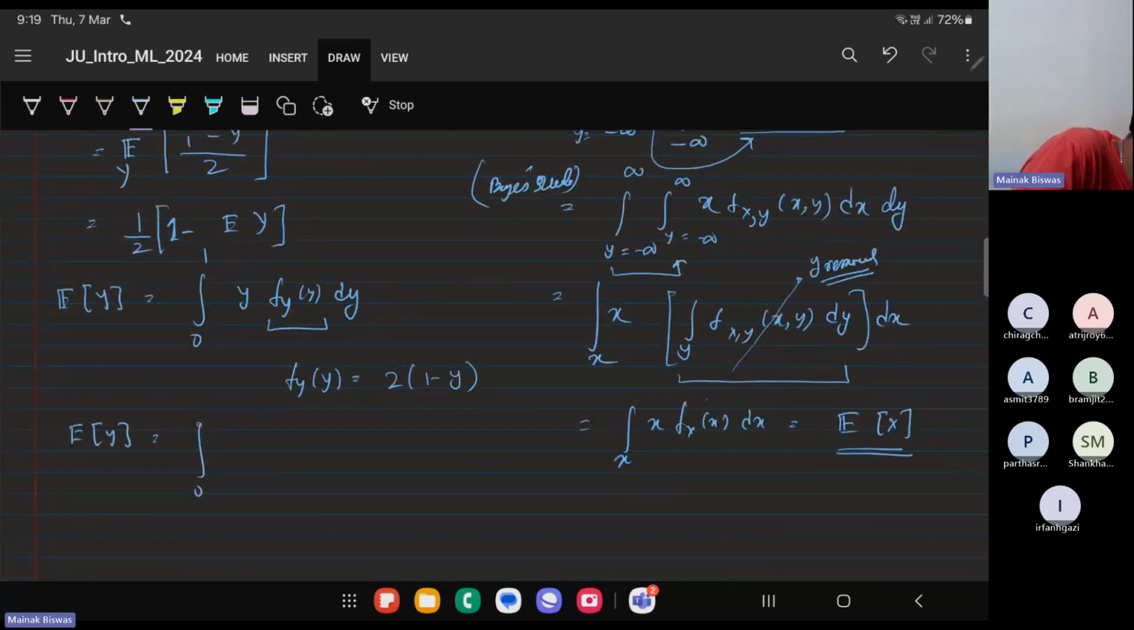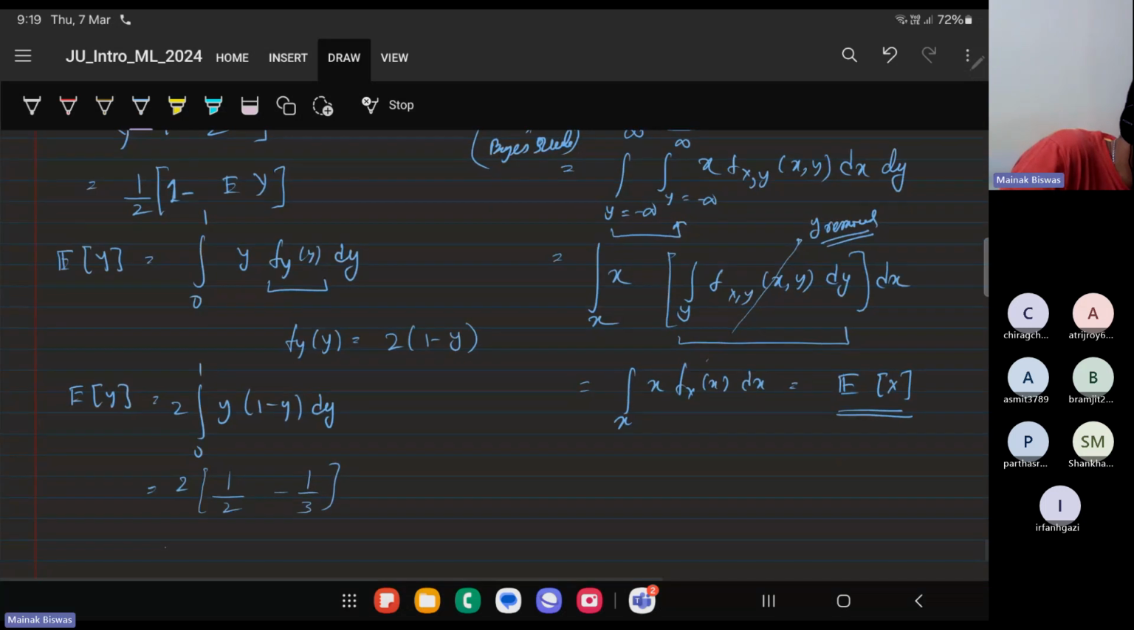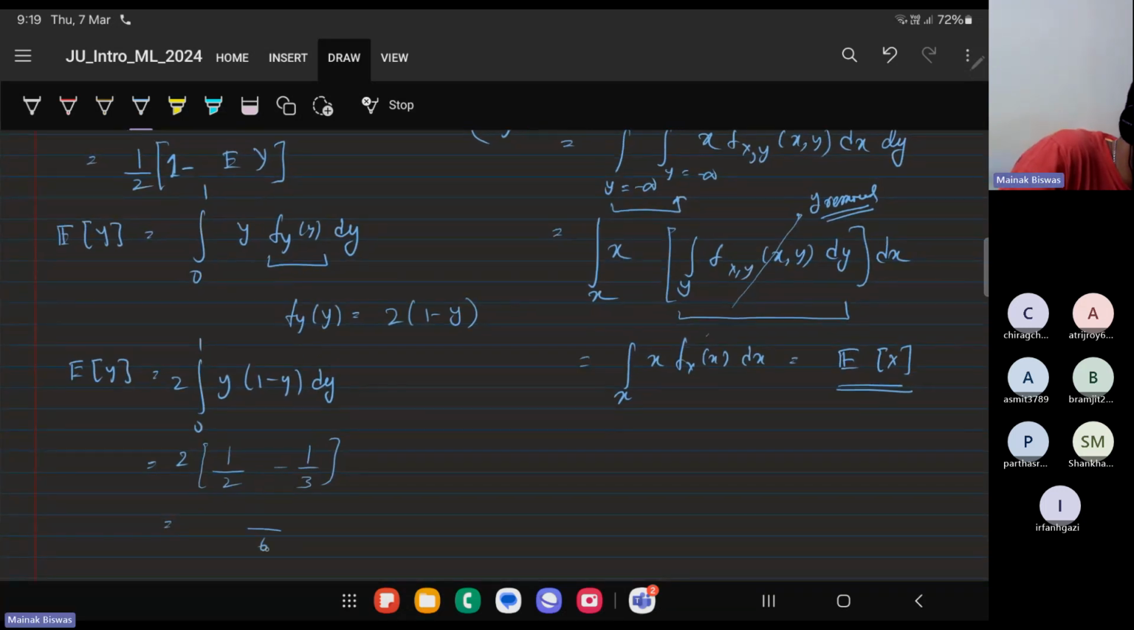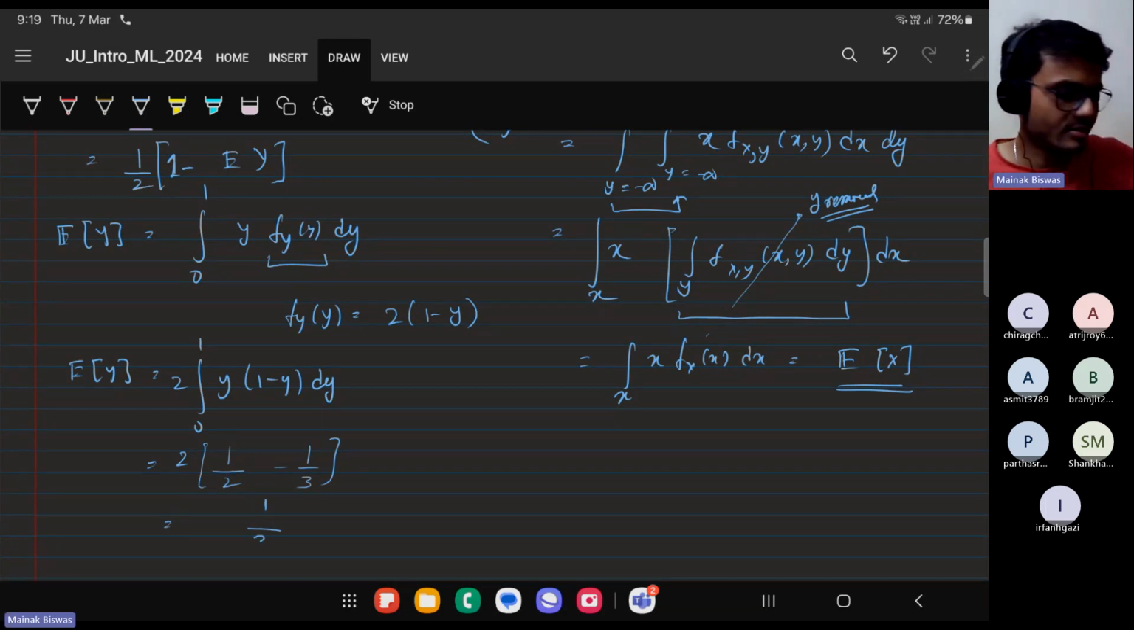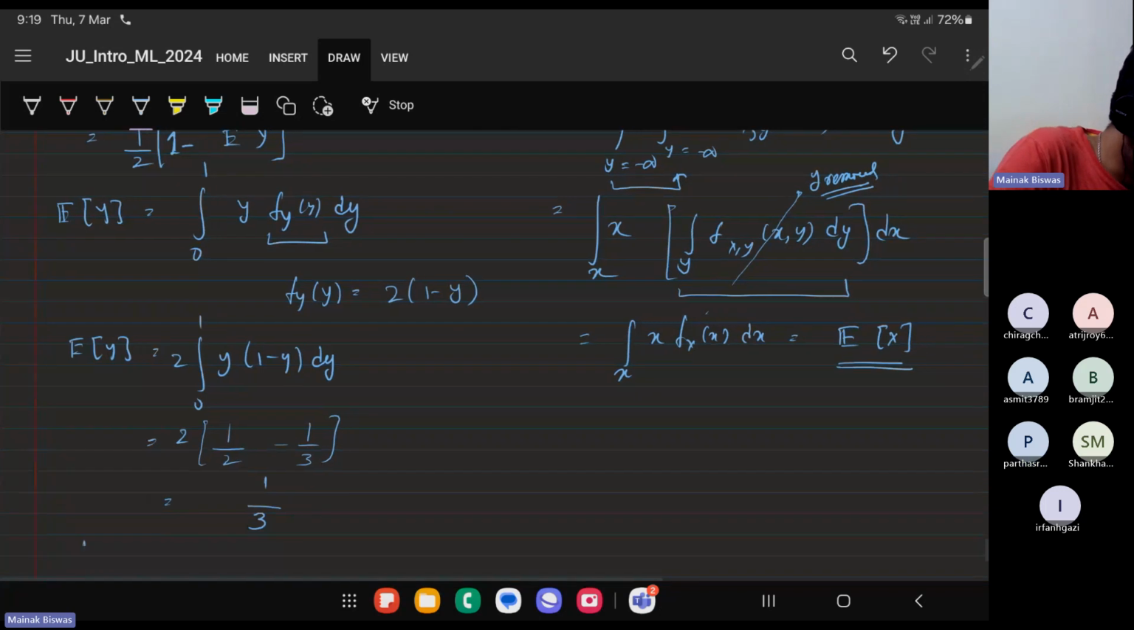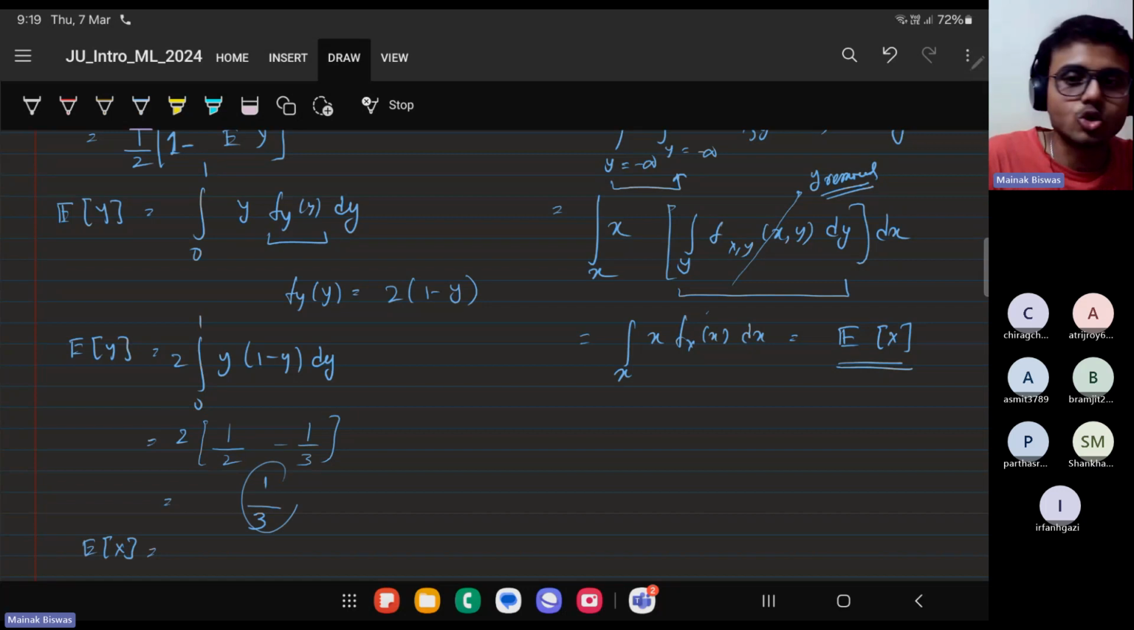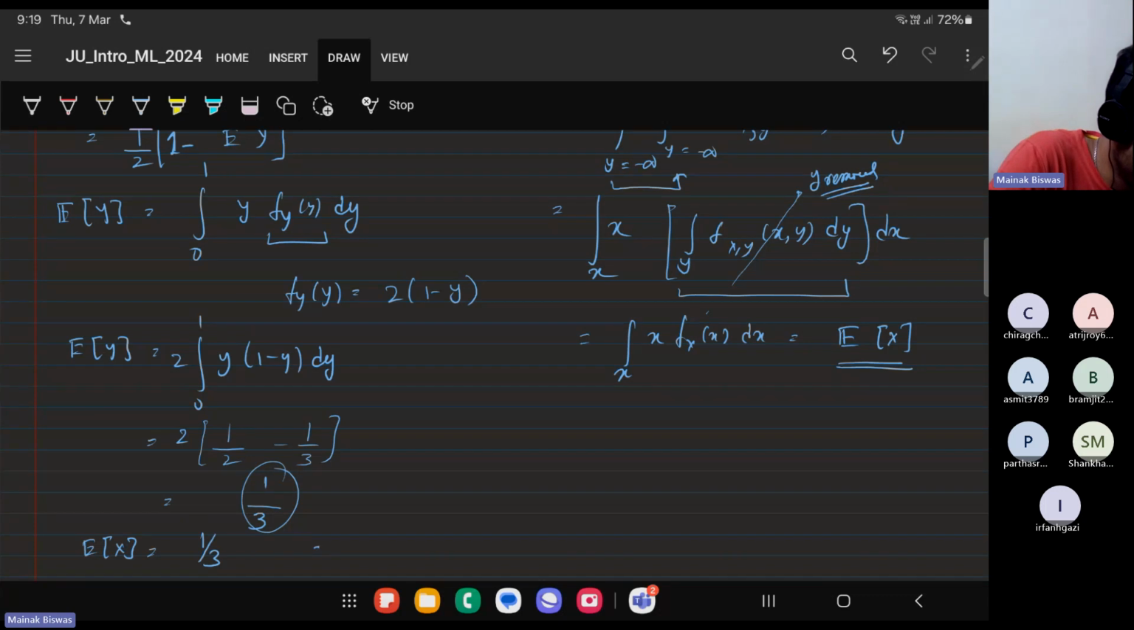This is equal to integral from 0 to 1 of y times 1 minus y dy. What is this value? Half minus 1 by 3, which is equal to 1 by 6, or 1 by 3, right? So expected value of x, we have already found. I wanted to show you the iterated expectation, but expected value of x will also be equal to 2 into 1 minus 1 by 3, which is equal to 1 by 3.